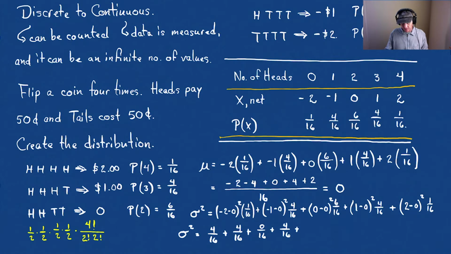Plus, our last term says 2 minus 0, that's 2. Square it for 4, multiply it by 1, that's 4/16. And we have just enough space here. Add all those up, and we have 16/16. Well, that is 1. And there it is. The key takeaway here is that our variance is 1, and our mean is 0.